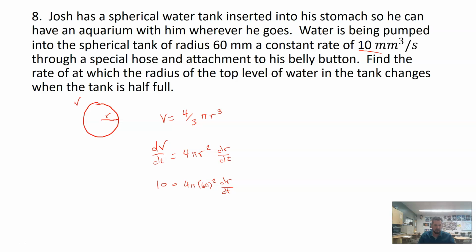So if I take 4 and multiply it by pi, and then multiply it by 60 squared, I get a really big number, 45,238.934. Then I've got dr/dt on the end, and that's equal to 10. So I'm going to do 10 divided by that number that I just got. It gives me a really small number. I get dr/dt is equal to 0.0002, and that's pretty much it. That's your dr/dt. I just divided 10 by this big number right here. Hopefully, again, that one kind of makes sense as well.